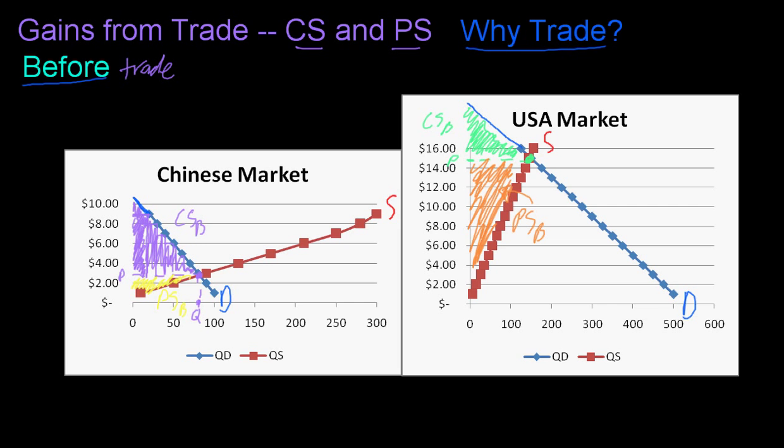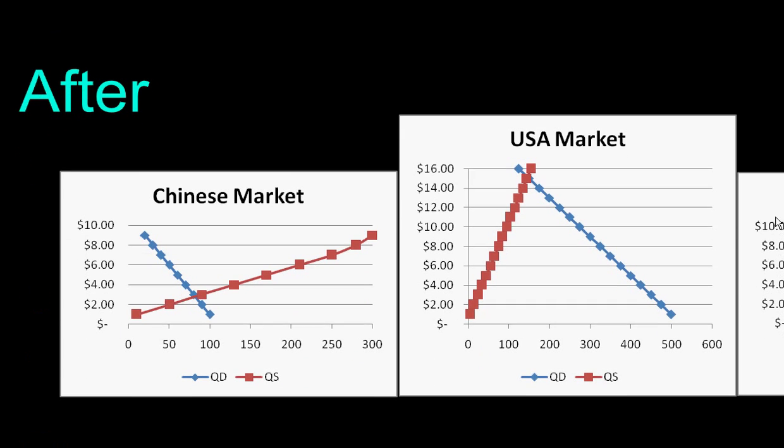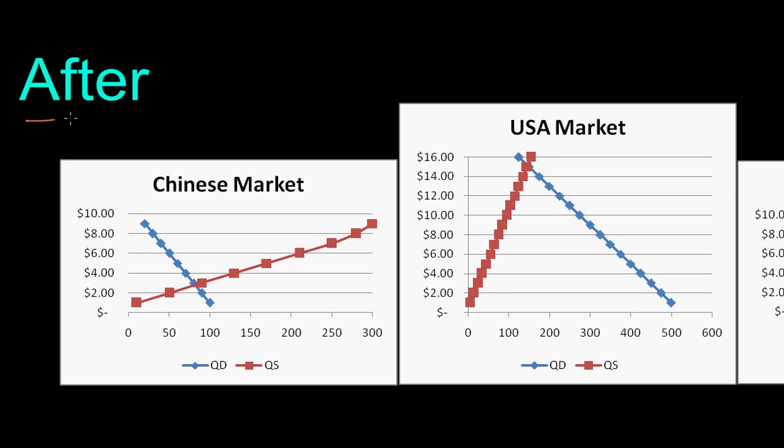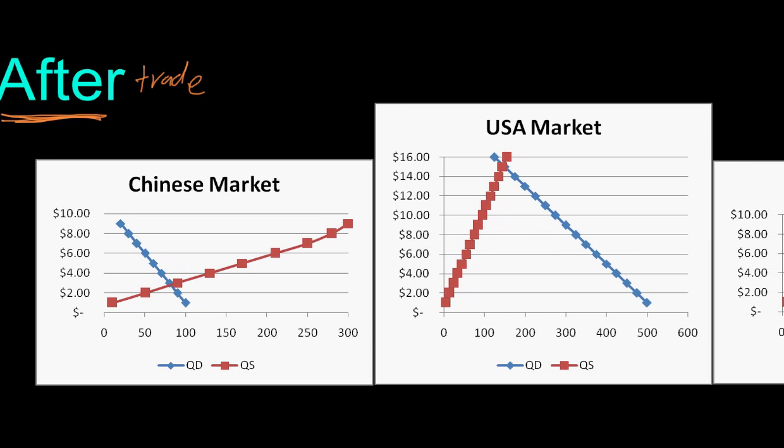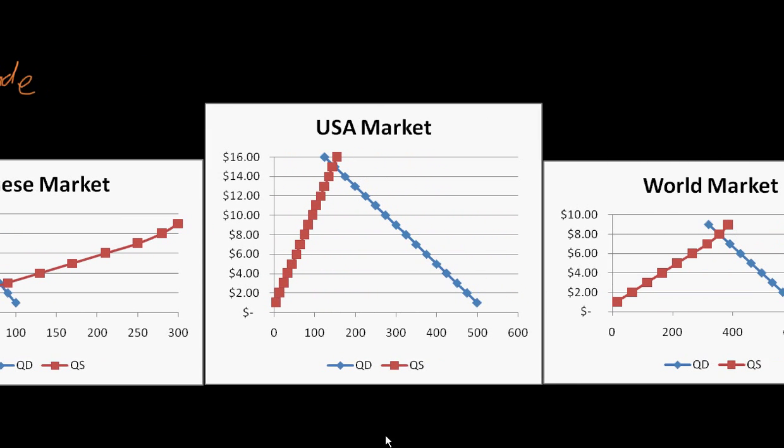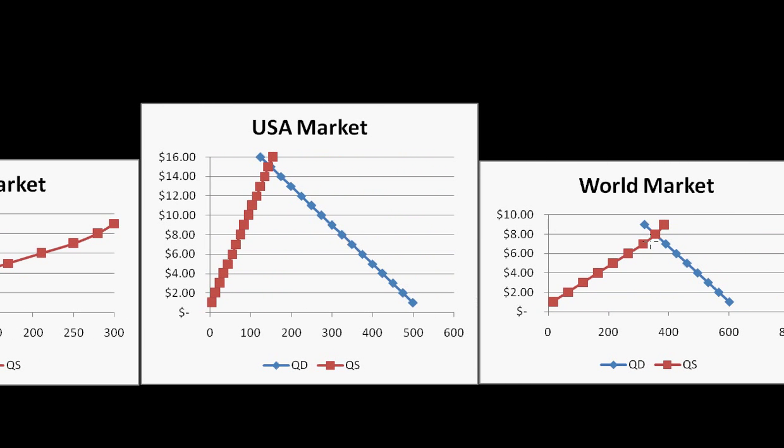So if you remember, the key thing to notice right here is there's a big after. This is after trade. So if we open up the toy market to trade between China and the US, we get a world market that has an equilibrium at $8. So this is the price for the world, and I'm just going to put P with a little W above it. And so that's the price that the USA and the Chinese are going to pay for their toys.